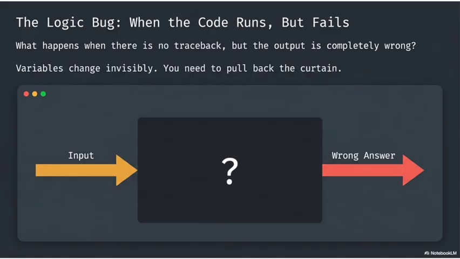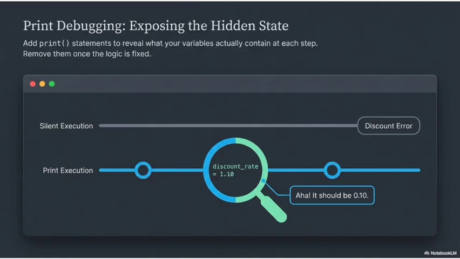It requires a different diagnostic approach than traceback errors. You can't read your way to the answer. You have to expose the hidden state of your variables at each step to find where the expected value diverges from the actual value. Print debugging is the most effective and universally applicable technique for diagnosing logic bugs. Add print() statements to expose what your variables actually contain at each step.